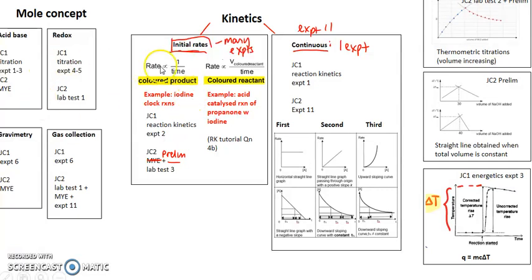Okay? And you also know that there are two types: rate is proportional to 1 over t for a colored product, and the other type, rate is proportional to V over time for a colored reactant.